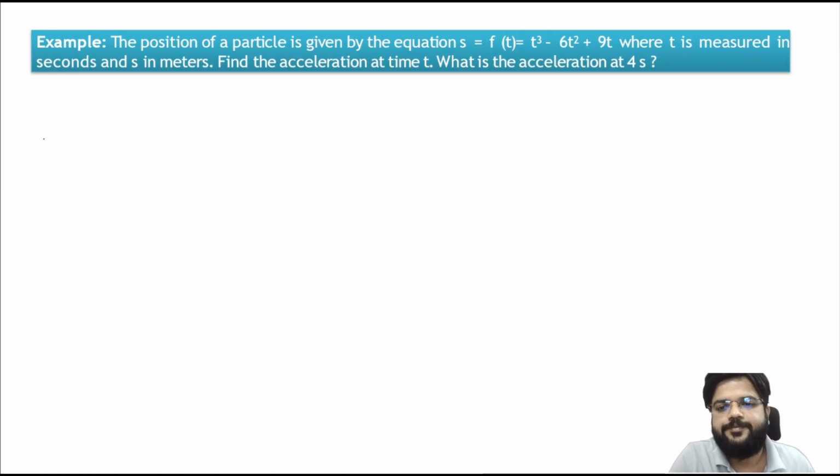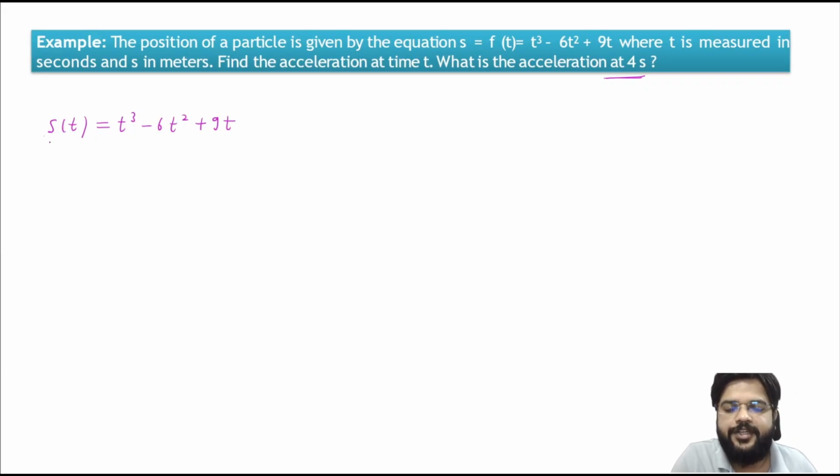Let's see this question, everyone. The position of the particle is given by the equation s equal to f(t) equal to t cube minus 6t square plus 9, where t is measured in seconds and s in meters. Find the acceleration at time t. What is the acceleration at 4 seconds? In this question, we have a position equation, everyone, as a function of time. Here position is changing with respect to time. So it is t cube minus 6t square plus 9, and we want the acceleration, correct.